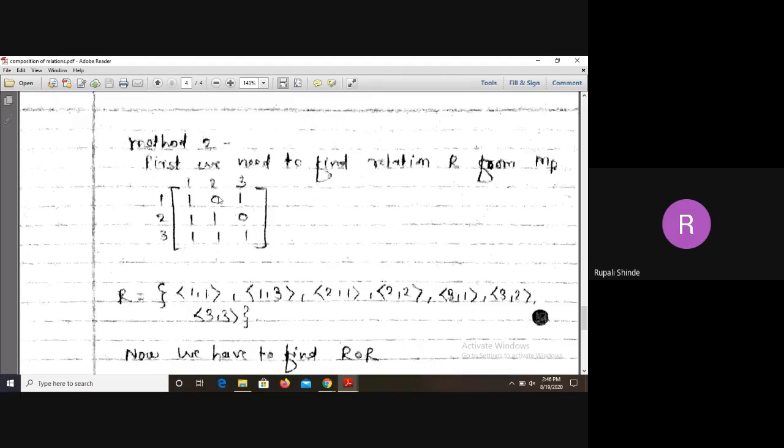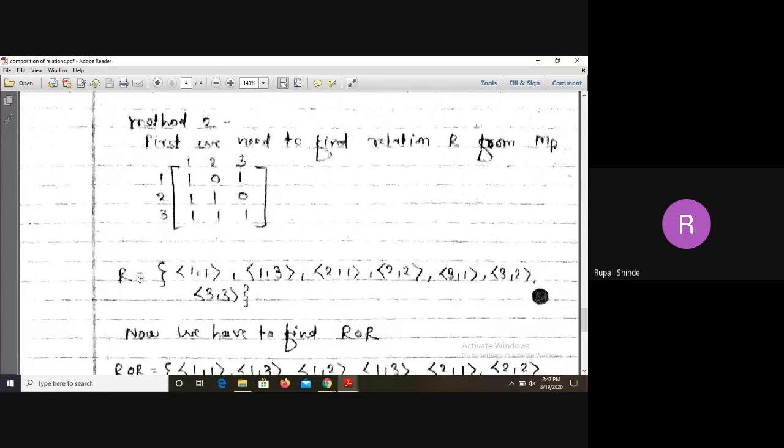0 means absence of that value. Now again 1 is there, means the ordered pair 1 comma 3 is there in relation R. Likewise 2 comma 1, 2 comma 2 we can include, but ordered pair 2 comma 3 we cannot. Then for the third row, 3 comma 1, 3 comma 2 and 3 comma 3 we can include. Now we have found the relation R.